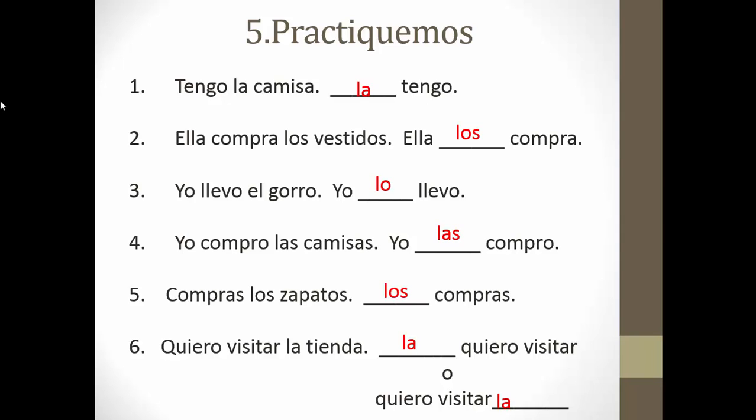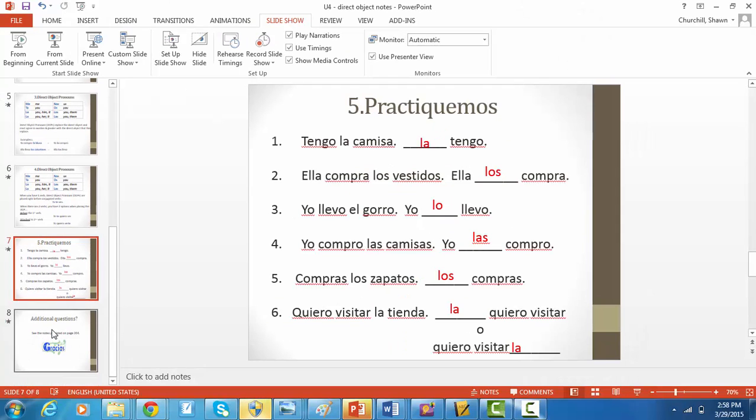Both are correct though. Be ready for your flipped mini quiz tomorrow, and we'll also talk about this concept in class tomorrow.